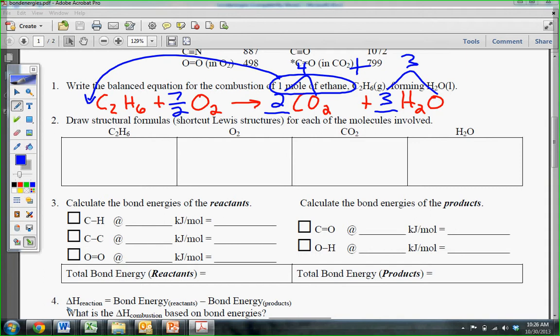Okay, so the next thing we're going to do, just to start getting into it, some of you have already been exposed to this. This isn't hard. We're going to draw structural formulas, Lewis structures, for each of the molecules involved.